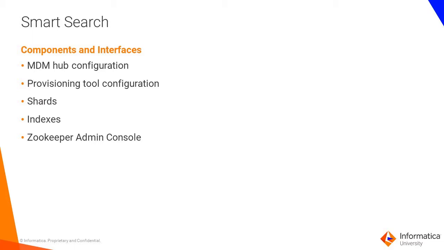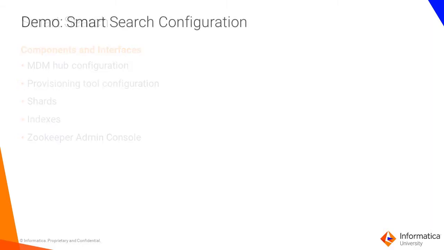The columns that take part in the Smart Search are managed from the provisioning tool, and the shards are created within the Cleanse Server's installation folder. To generate the indexes, you run the indexing job from the MDM hub. And now let's take a look at the demonstration.